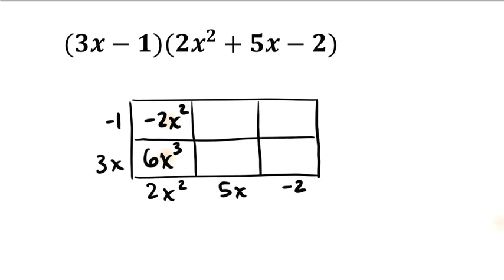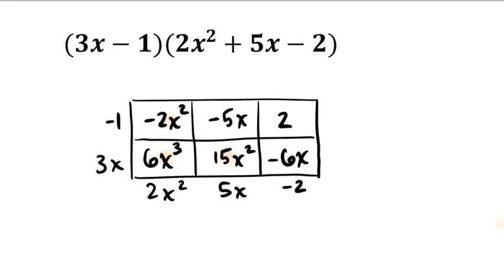Let's go over here to the next box. We'll do this one, the 3x times 5x. When I multiply those, 3 times 5 is 15, and x times x is x squared. Above that, I'm going to multiply -1 times 5x, which is going to make a -5x. And let's do the one just to the right of that. -1 times -2 is going to give me a +2 there. And below, the last box has a 3x times a -2, which is -6x.